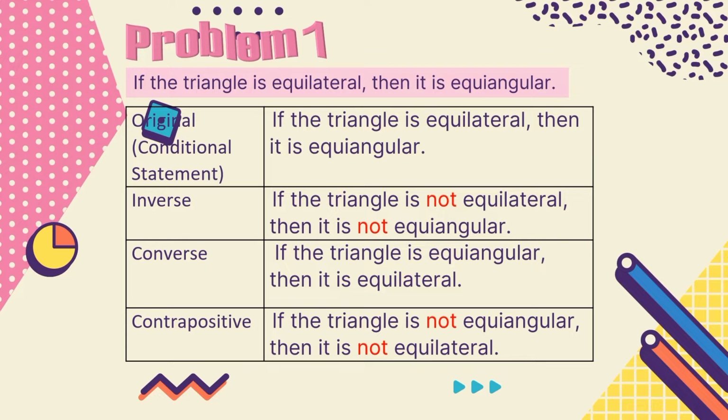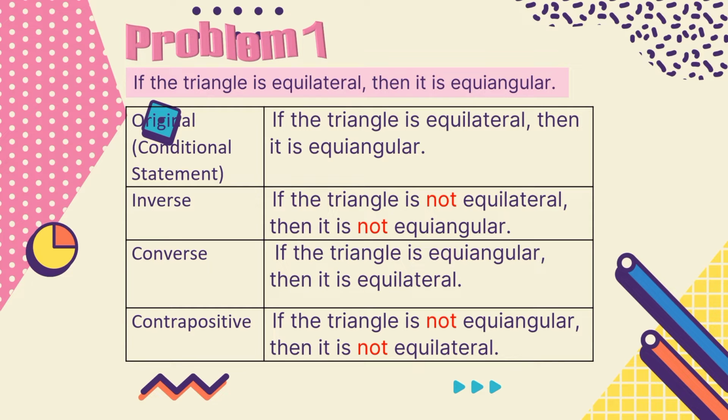Now, for the inverse: if the triangle is not equilateral, then it is not equiangular. Notice, class, that I highlighted the word not, meaning that not is called a negation or a negation word. So therefore, when we say inverse, we use a negation word like not, do not, aren't, isn't, and the like.